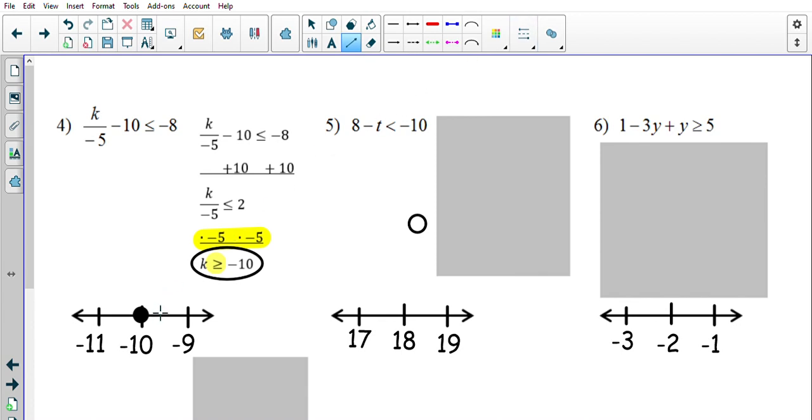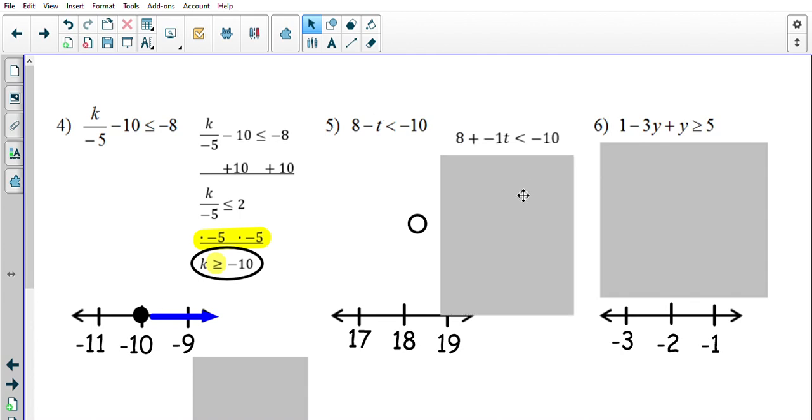Just like this. All right, number 5, I do suggest adding the opposite for this one because you've got your variable coming after subtraction, which did not happen on any of our previous inequalities. So we're going to rewrite this as 8 plus negative 1t is less than negative 10. Now let's use our inverse operations.